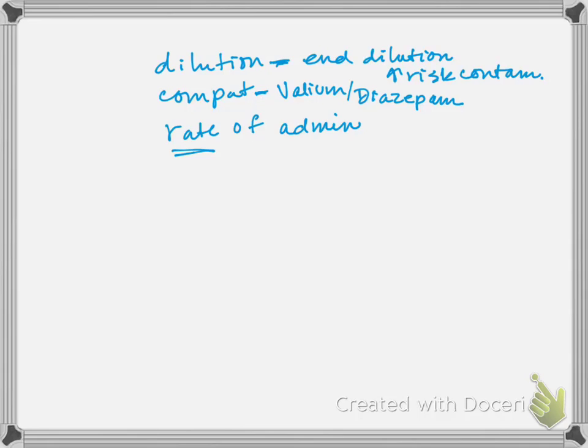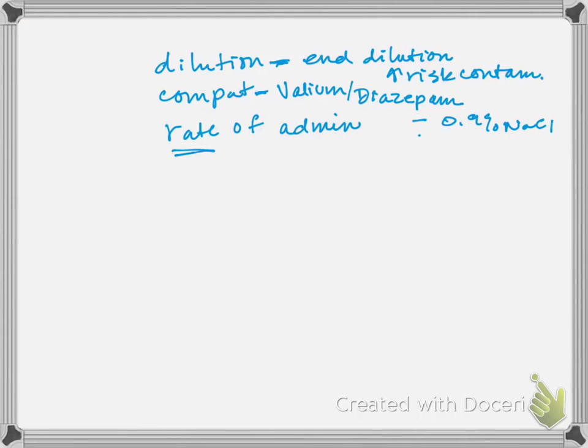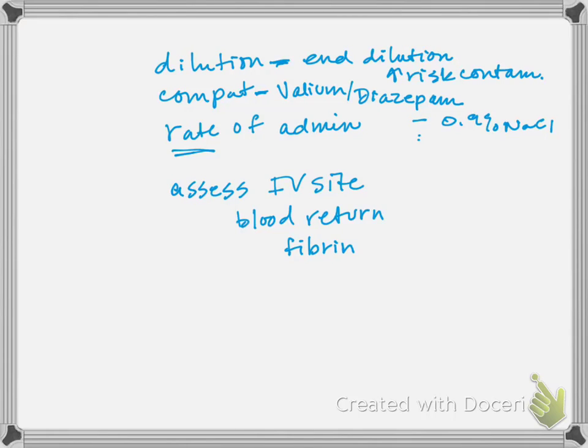It does not precipitate right away with your normal saline, so you can use normal saline for flushing before and after. So you want to assess your IV site. So you may or may not have blood return, and that's okay. It is a foreign object, and foreign objects the body attacks, so you may get a little bit of fibrin, which will inhibit the ability to pull because it creates a little flap on the end of that catheter in the vein.